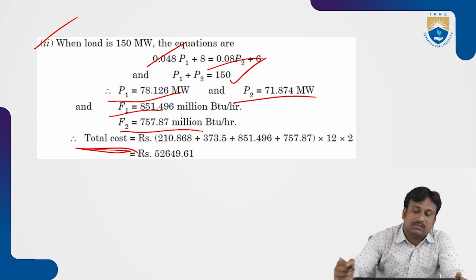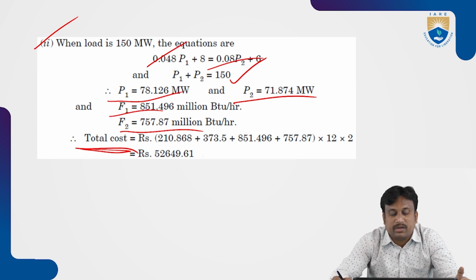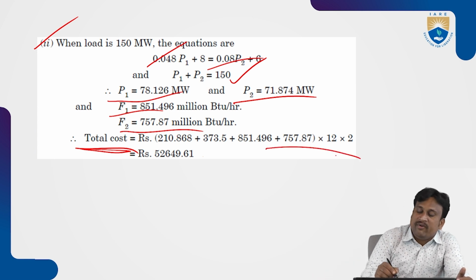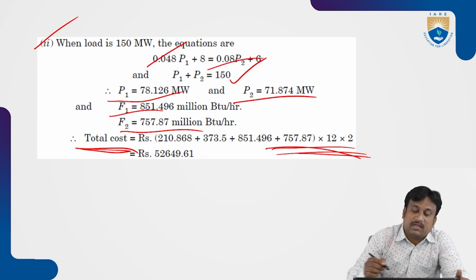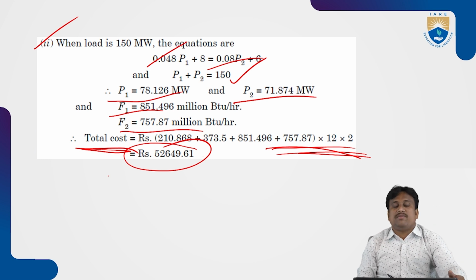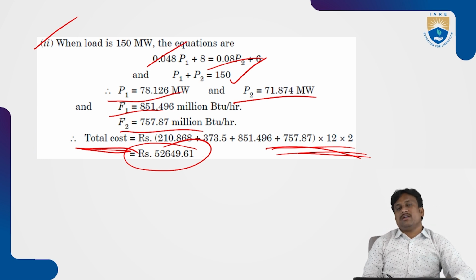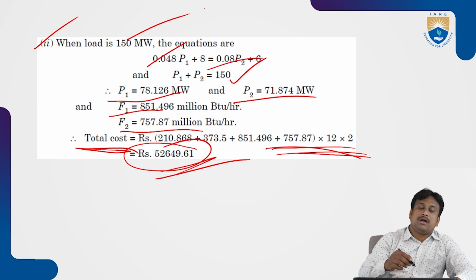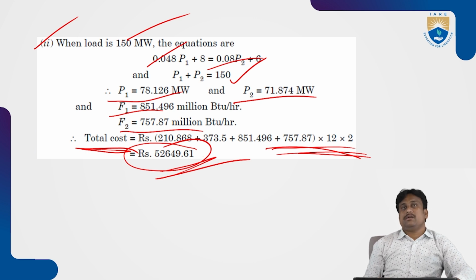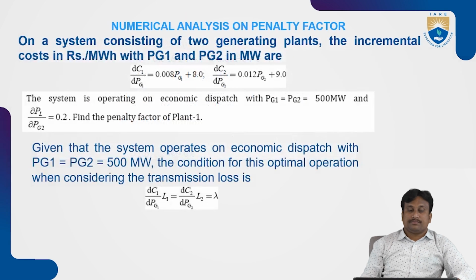Therefore, the total cost can be written as 210.86 plus 373.5 plus 851.49 plus 757.87, into 2 into 2. Finally, the total cost becomes 52,649.61 rupees. This is the total cost incurred over the load cycle. That is the total cost we obtain.